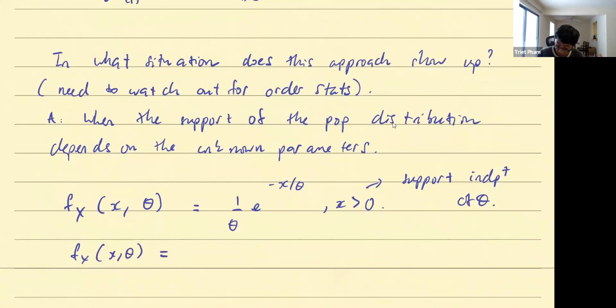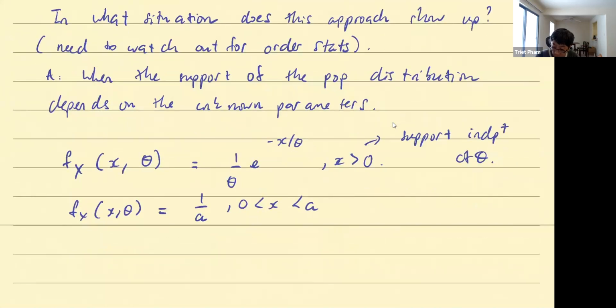The support can depend on theta explicitly, like this, right? Here, let's say this is a uniform, right? This is uniform from 0 to a. So here, actually, you see the parameter affects both the density and the support, right? So here, support depends on a.